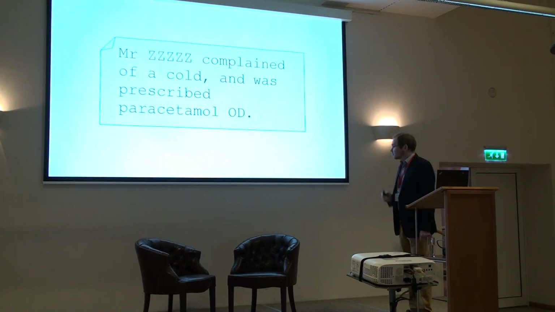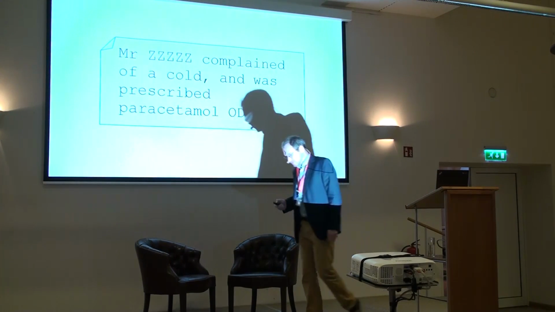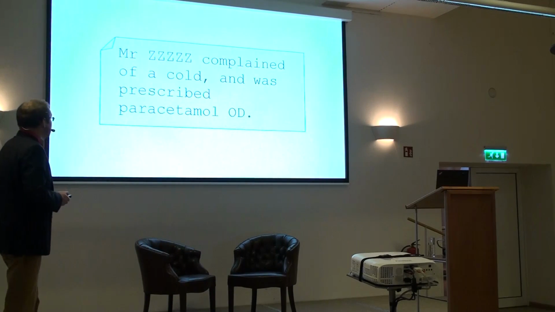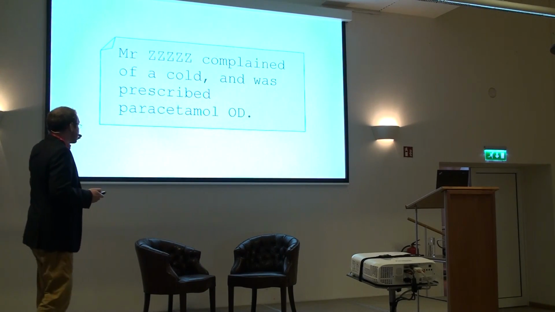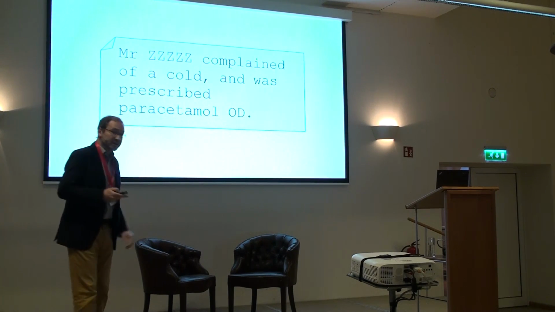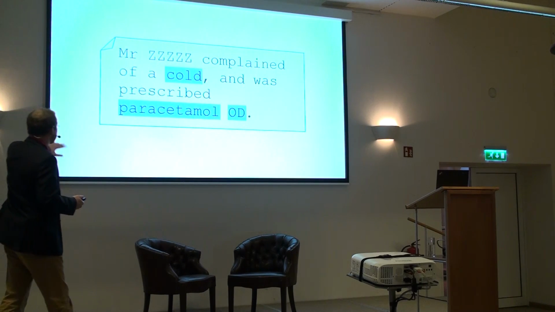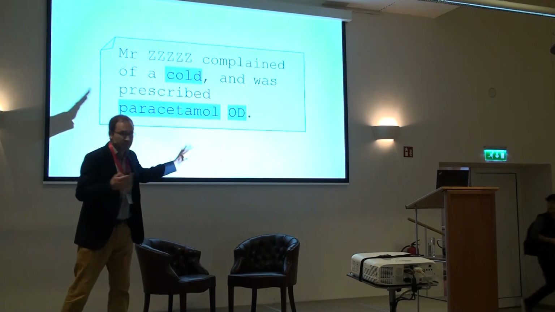So this is one sentence from an anonymized electronic medical record. And to analyze this, to get useful information out of this, the first thing that has to be done is to get the medical terms. So you can see the medical terms, and they would be cold, paracetamol, and OD. So that's the first step.